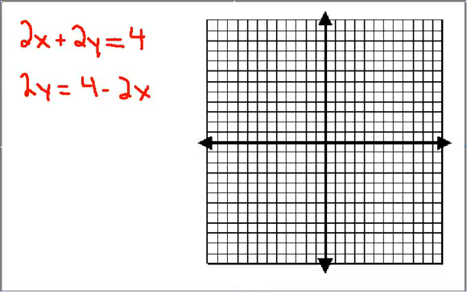So right there then is our first point. X is 0, y is 2. Well, what happens if y is 0? Well, then x would be 2, because 2 times 2 would be 4. So when x is 2, y is 0. Let's choose one more point.